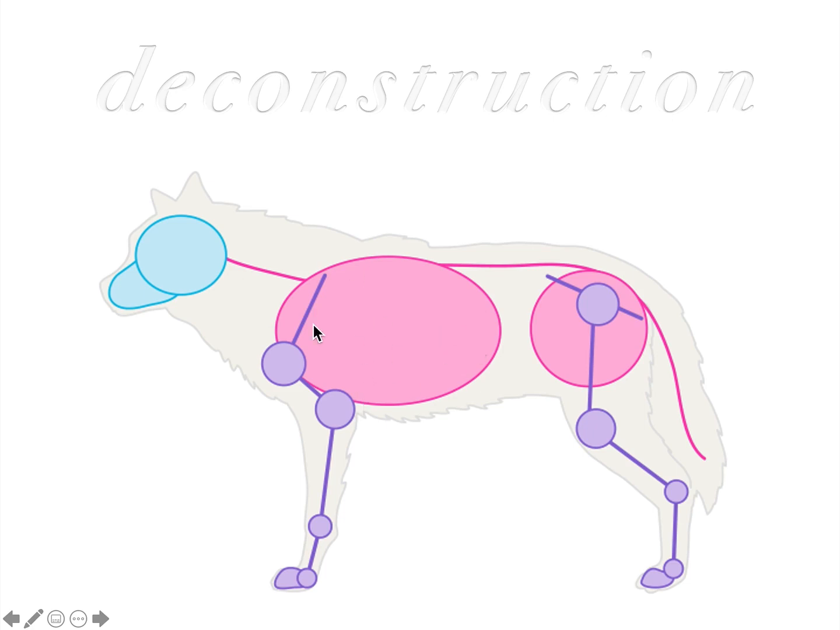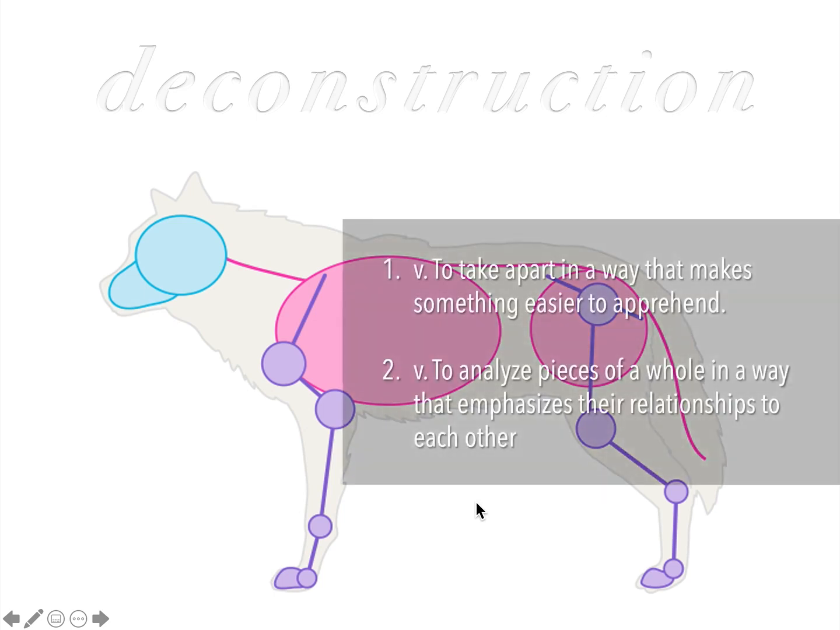So first, before we can get to this detailed silhouette that makes it super recognizable, we have to first break it down into smaller shapes and then see how they're connected to one another. So through drawing as deconstruction, we take things apart in a way that makes them easier to apprehend. And apprehend means to both understand, but also to receive information as well. So we see more and we see better when we draw in this kind of deconstructive way.